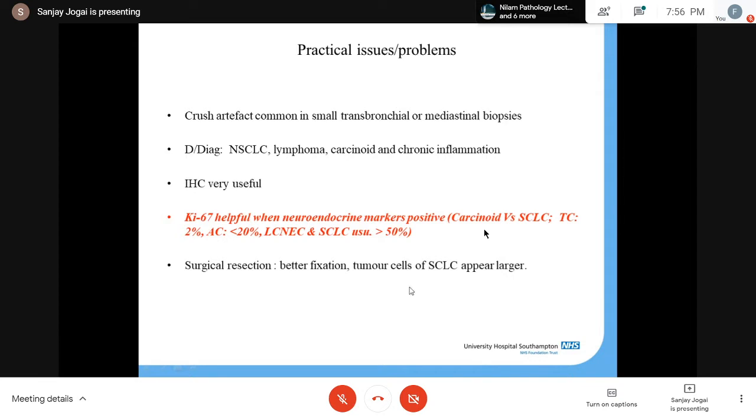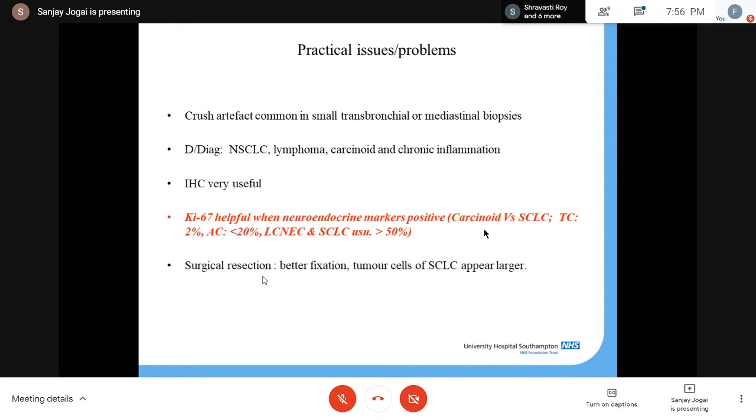Very uncommonly you would get surgical resections of small cell carcinomas, and in those the nuclei can look larger, but again one has to go back and ask, do you have more cytoplasm? And if that is the case, if nucleoli are prominent, one should favor a large cell neuroendocrine carcinoma.